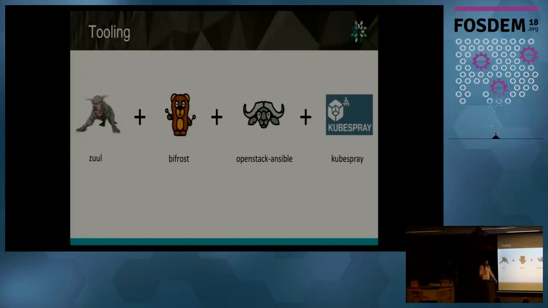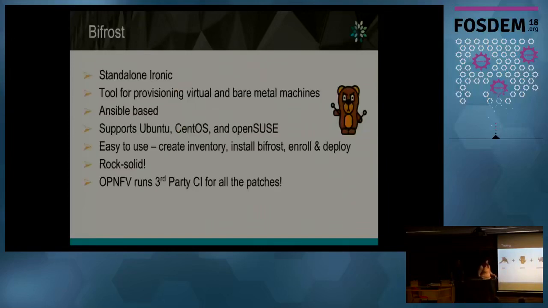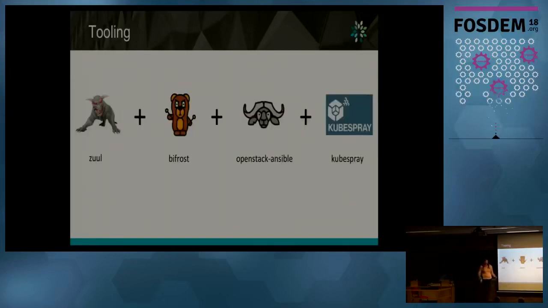Okay, so now I'm going to talk a bit about the tooling that we are using for that. We have different components here: Joule, Bifrost, OpenStack Ansible, and kubespray. Joule is what we are using for project gating.